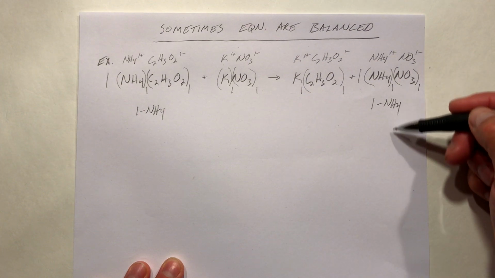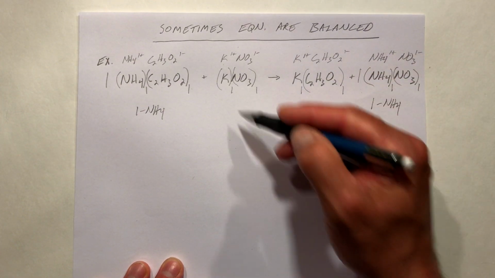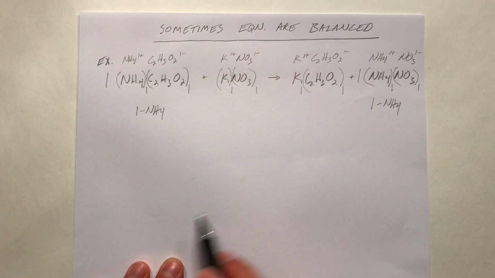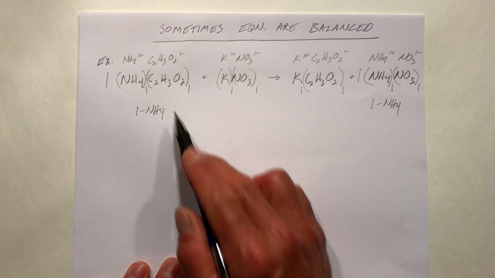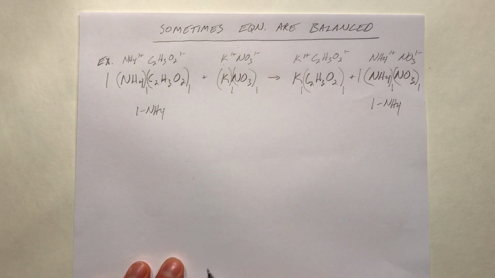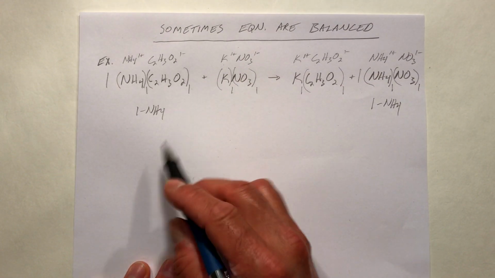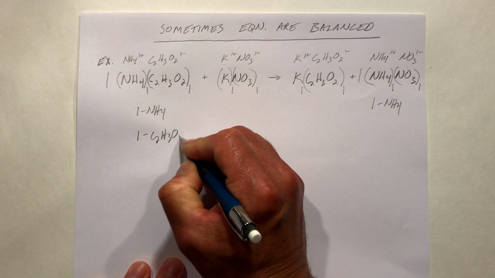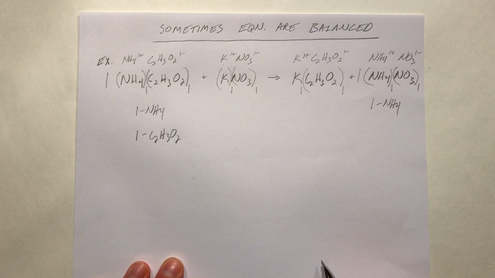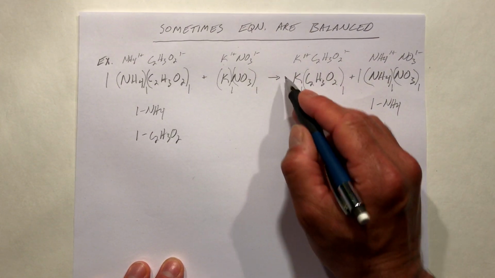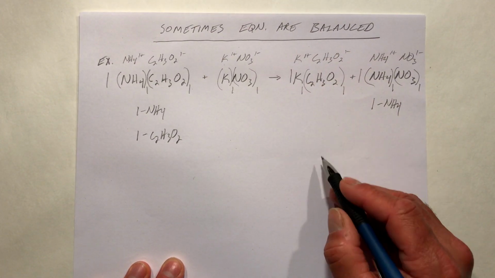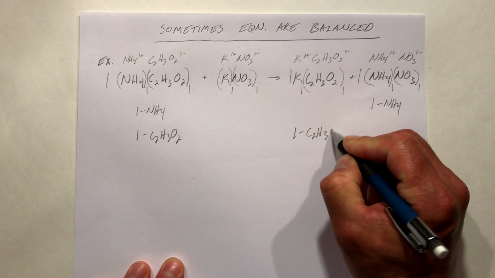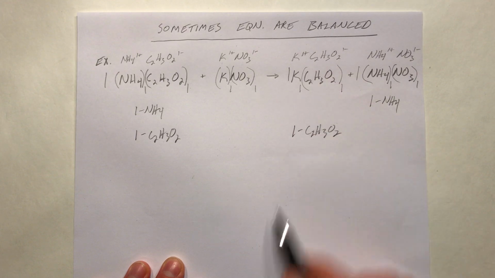I'm trying to keep columns of elements below the compounds that they're coming from, and I'm going to make a new line for each thing that I'm counting. So I've counted the NH4s. Let's count the acetate, the C2H3O2s. So we have 1 times 1, or 1 acetate. And I'm not going to bother putting the charges by that. And then over here we have coefficient of 1 times subscript of 1, so 1 acetate.